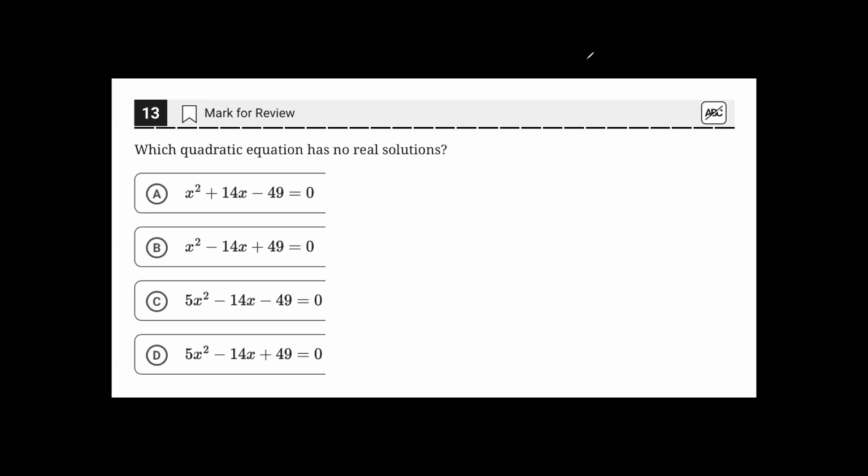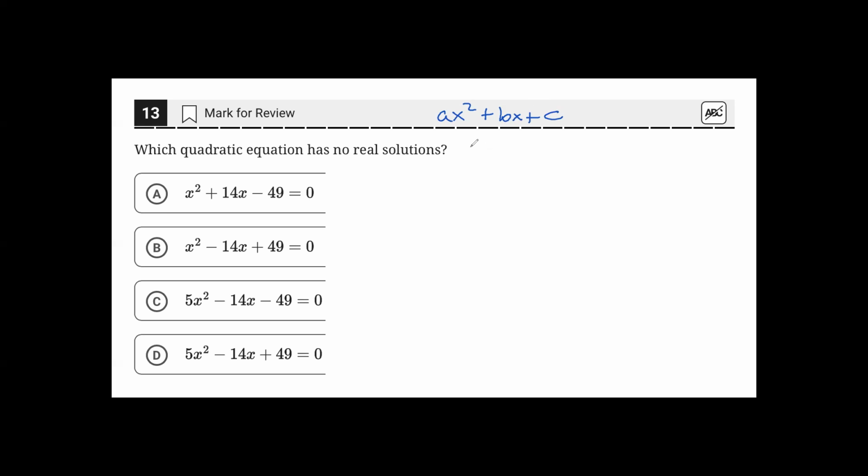This is question 13 from Module 2 Hard of Bluebook Practice Test number 5. Which quadratic equation has no real solutions? One way to determine the nature of the solutions to a quadratic equation, where a quadratic is written in the form ax squared plus bx plus c, is to use the discriminant.